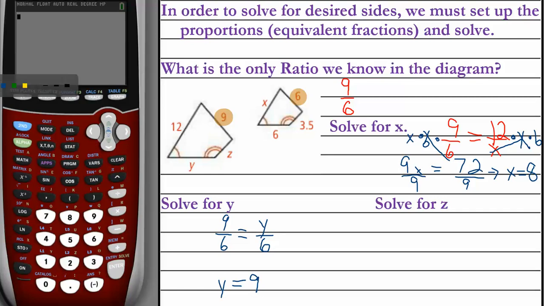Alright, and finally let's solve for z. So we have 9/6. The z is in the 9 figures, so we're going to put it on top of our fraction, our numerator, and then our corresponding side to z is 3.5. So let's multiply by 3.5 and by 6.